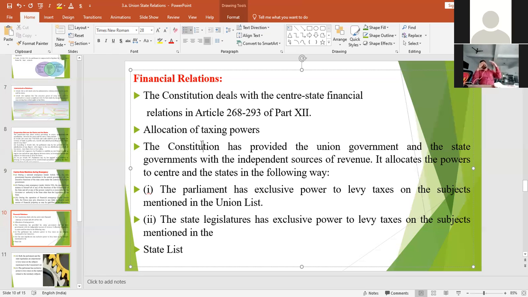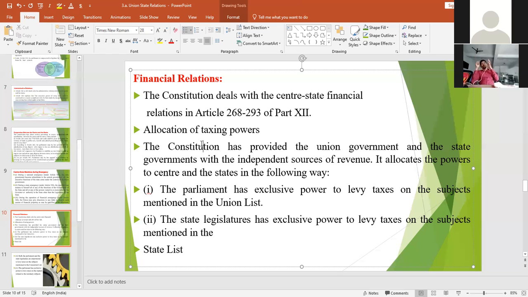We discussed in our last class that approximately 100 items are listed in the union list. In all the matters of the union list, the central government has full authority to impose taxes. Some items were kept in the state list, like 62 items, and in the matters of the state list, full authority is given to the state governments to impose taxes on those particular issues.